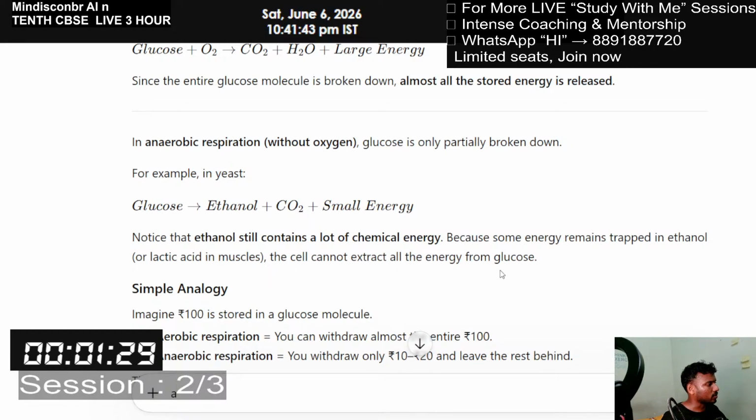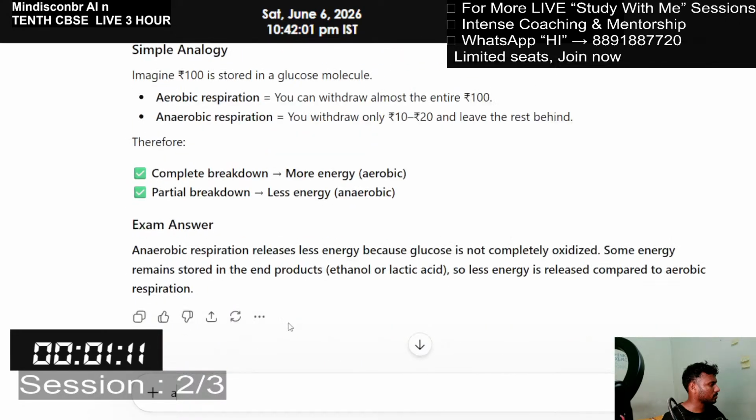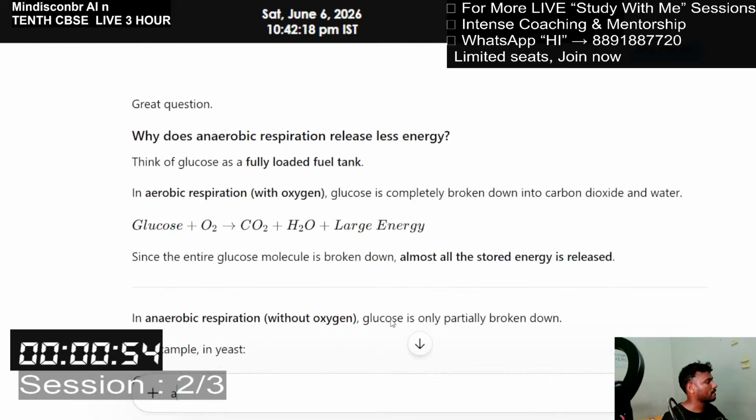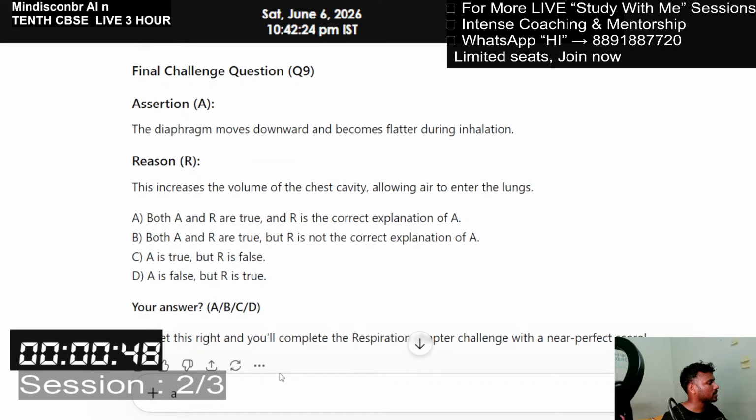The cell cannot extract all the energy from glucose. Some energy is trapped in the ethanol and also in lactic acid. Here the energy remains stored in the end products like ethanol or lactic acid. To get that energy, the ethanol or lactic acid needs to be broken down again. So the 9th question answer is A.